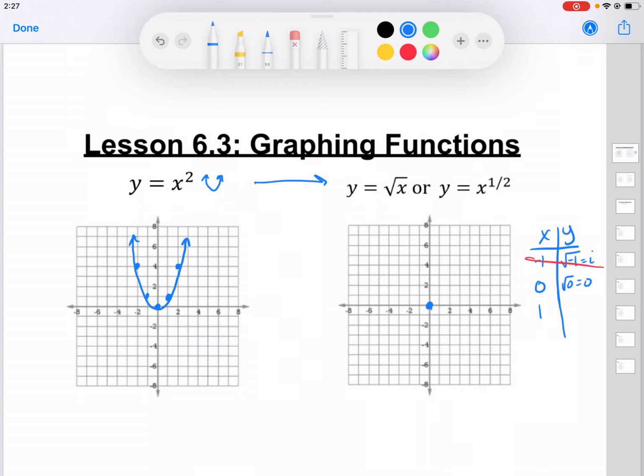Then we'll plug in 1. Square root of 1 is 1. So I have a coordinate at 1, 1. Now typically I go to 2 next when I graph, and you can certainly do that. That's going to give us a decimal answer, about 1.4, and that's fine if you want. But the next perfect square that I could plug in is positive 4. So square root of 4 is 2. So we've got that right here.